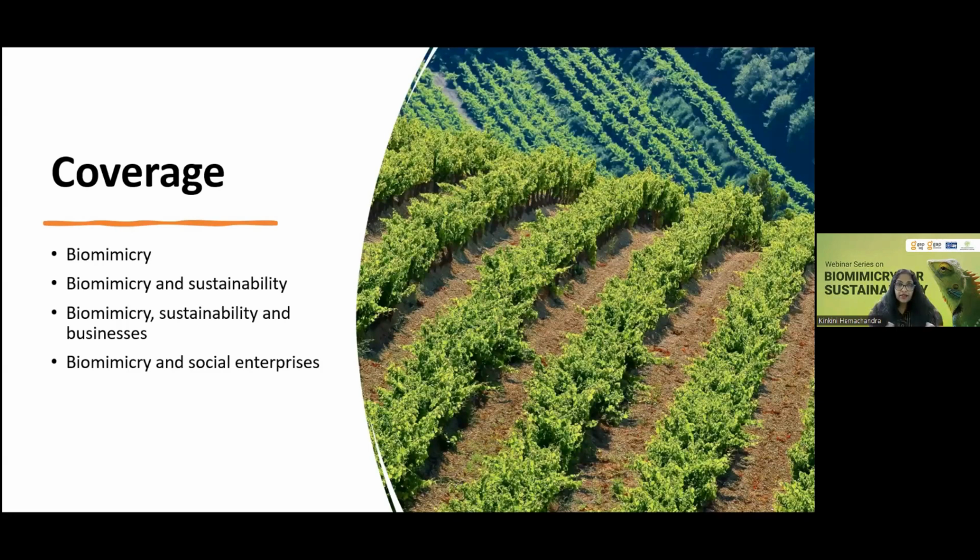And the third element, we'll be talking about biomimicry and sustainability, and put it together with the business world. My final thoughts and final discussion will be based on biomimicry, limited to one of the business models of the business world, which is the social enterprise business model. So I will be talking about all these 4 key areas within this 45 minutes.